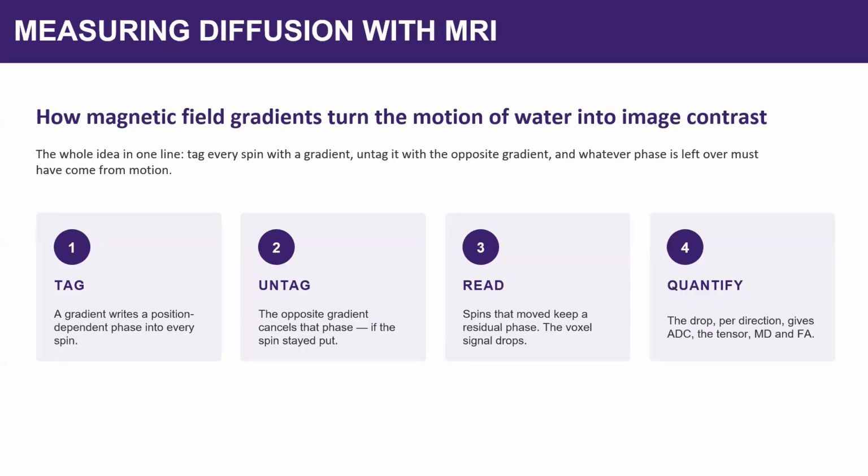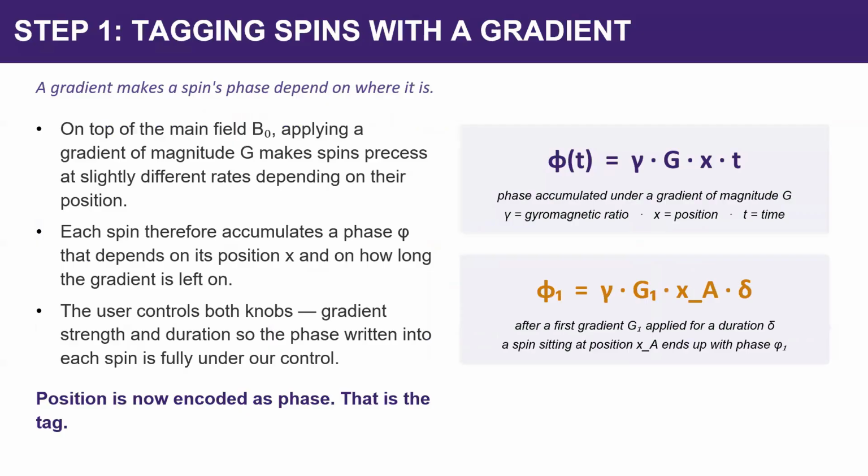So mainly, you tag that difference of movement with a gradient. Secondly, you use another, opposite gradient to evaluate this difference, and later you read the signal, and later you solve some equations and you quantify this difference of movement. So, how do you do the first step?